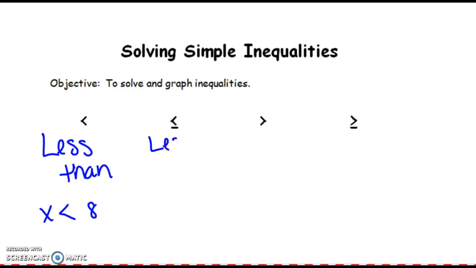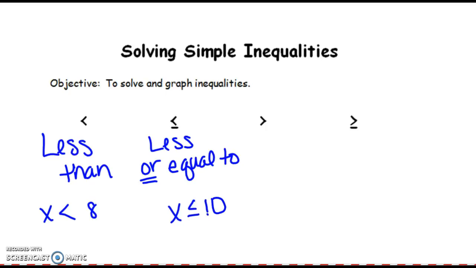Next one says it's less than or can also be equal to. So "or" being the big word right there. If I say x is less than or equal to 10, well, that can be 10, it can be 9, 8, 7, 6, 5, and anything on down forever.